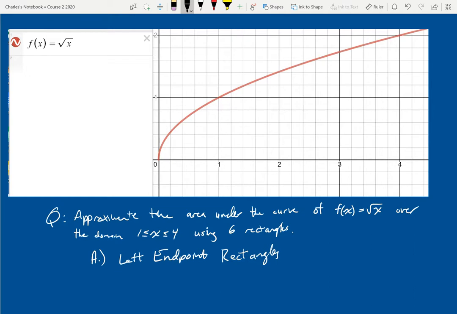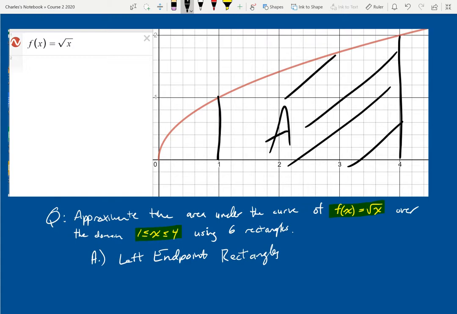So let's say we've got a question that says approximate the area under the curve of f of x is equal to square root of x over the domain between 1 and 4, which means here's 1 and here's 4. And if this is the true area A, I want to find an approximation for that area A. Okay. And actually, in this case, I'm going to find two different approximations for the area because one of them is going to be an overestimate and one of them is going to be an underestimate.